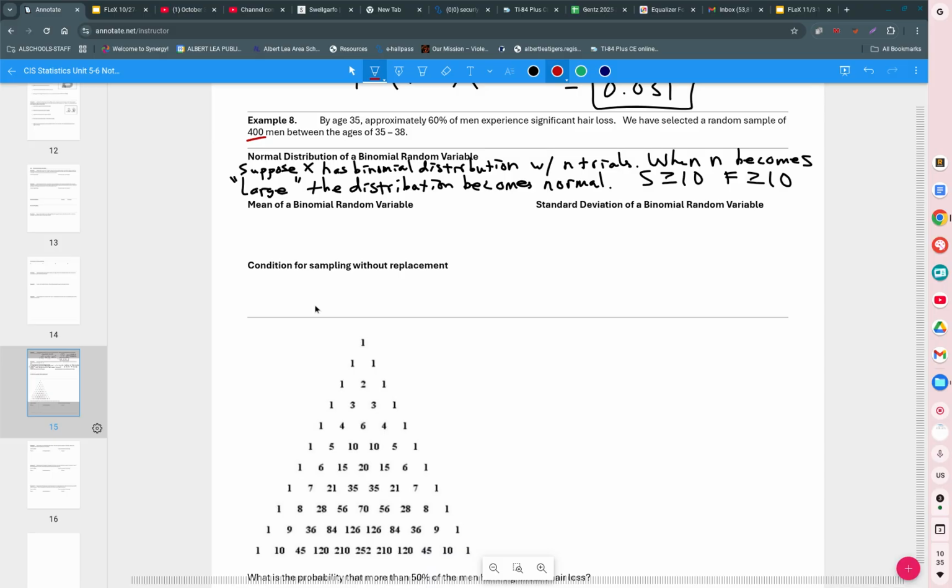So how do we find the mean? Well, it's super easy. The mean is equal to the expected value. So suppose we have 400 men and 60% of them generally have significant hair loss. Then all we need to do to come up with the expected value is take whatever the probability is times the number of people that we're surveying.